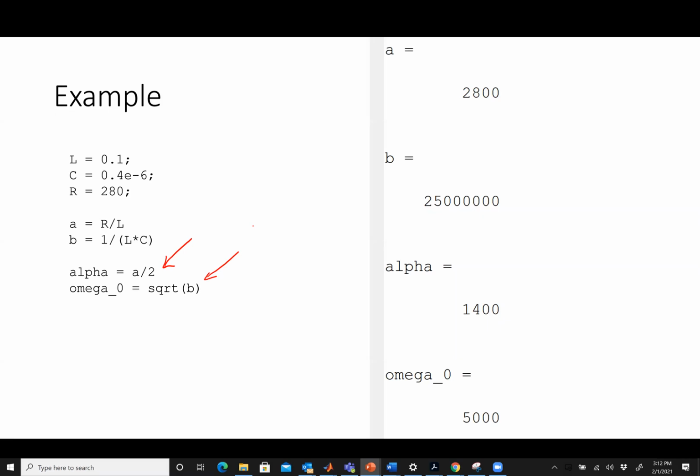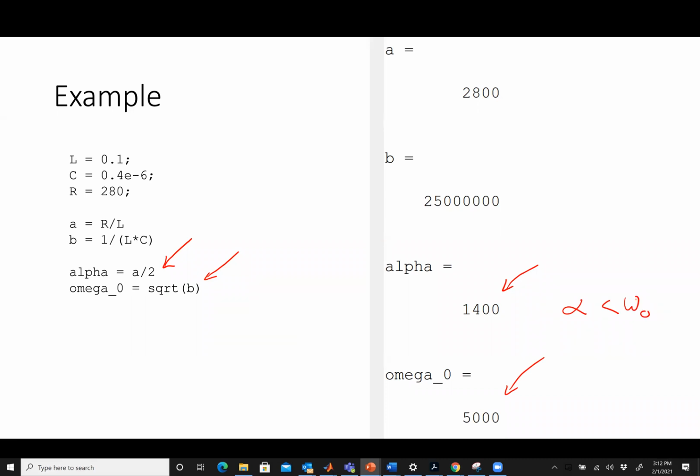In Canvas, you could click run script, or you could click the submit button. If you click the submit button, it will count as an attempt, but you have unlimited attempts, so it doesn't really matter. When I do that, I get my values. So here is alpha, and here is omega naught. It looks like alpha is less than omega naught.